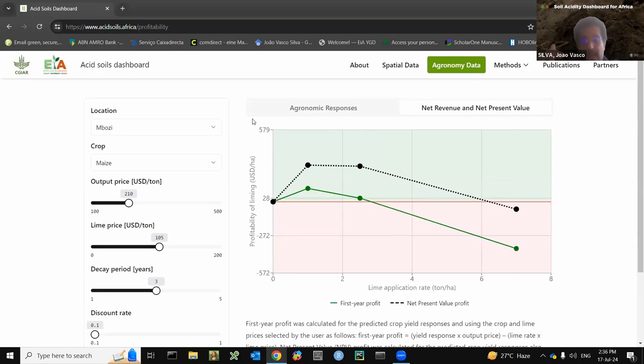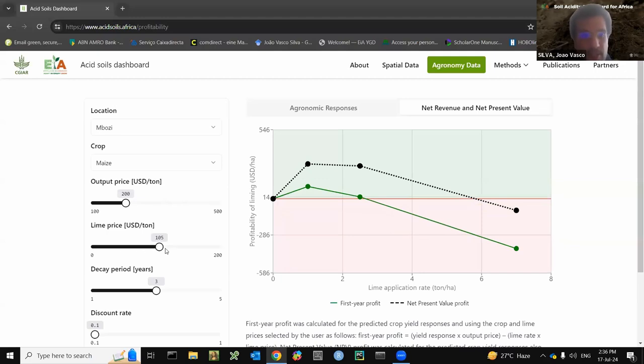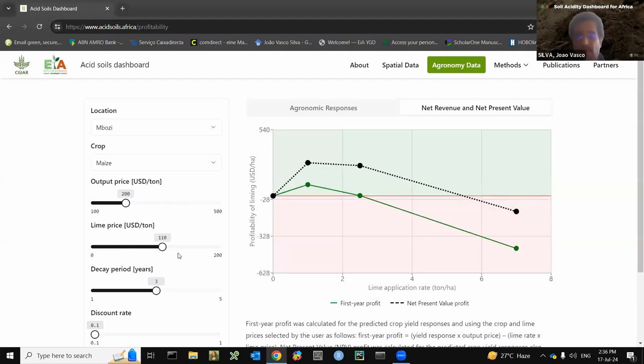Then the green line indicates the first-year profit, and the dashed black line indicates a multi-year profit, considering what we call the net present value, that considers residual effects from liming beyond the year of application. And again, you can play with prices here and see how these things change with lime price. You see the flavor. I would invite you to play with the tool, and reach out if you have questions or any feedback for us to consider.